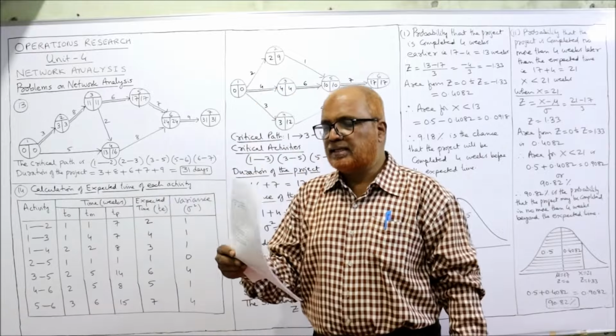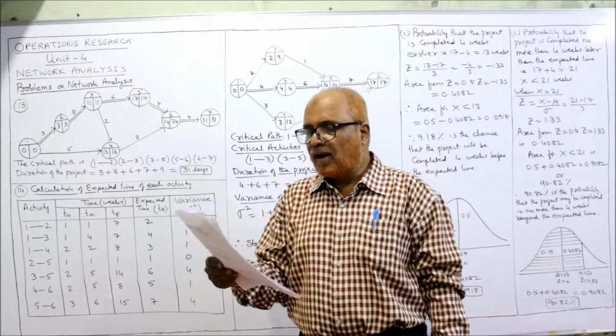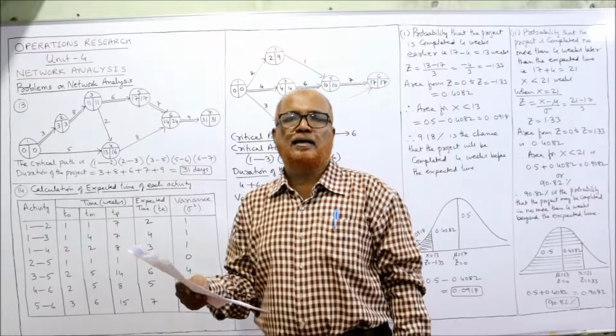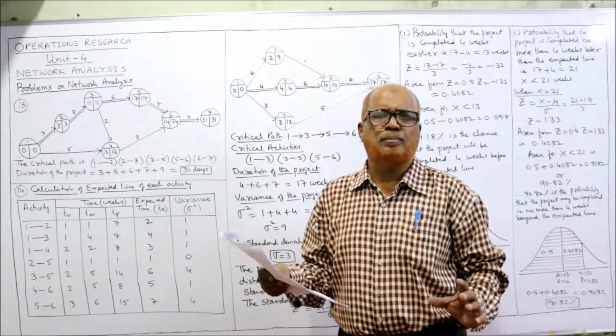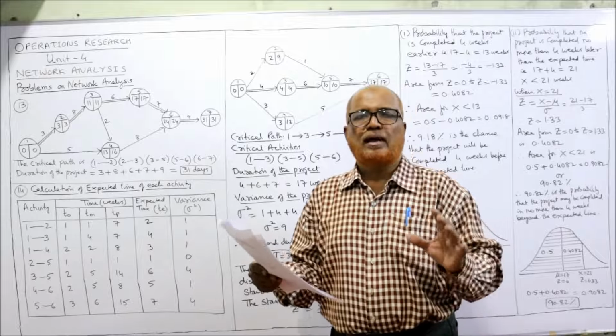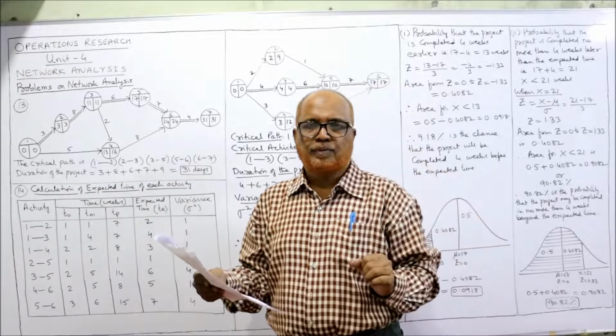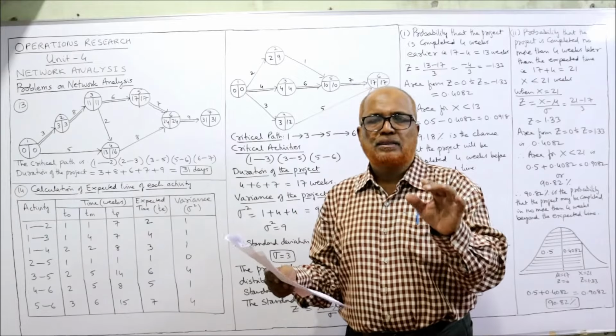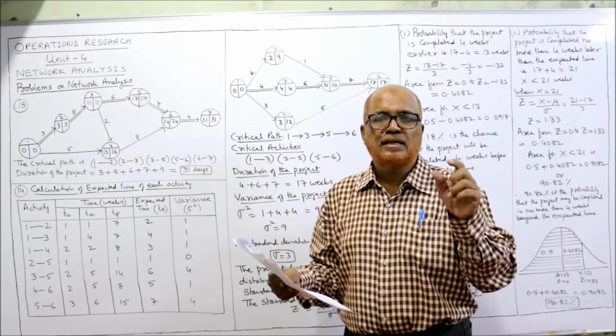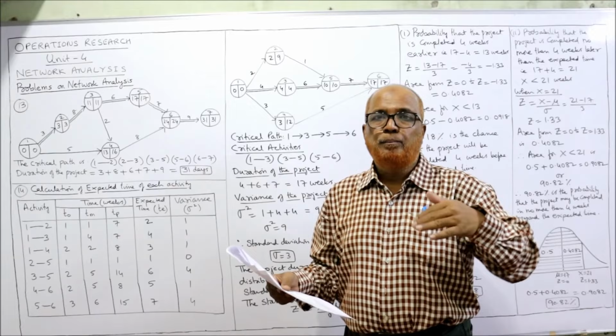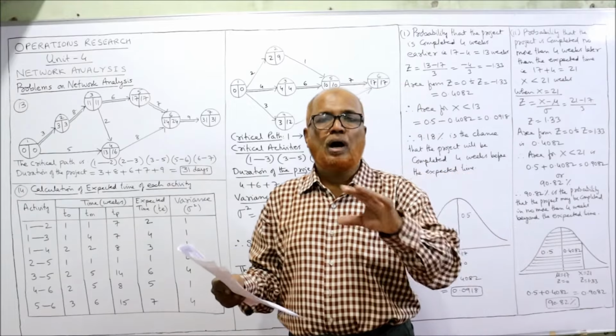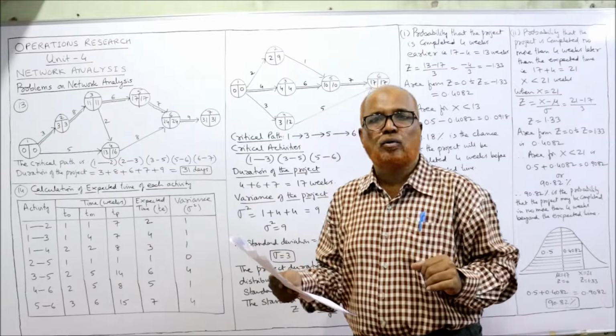For the project data given below, find the critical path and its duration. It's a very simple problem. Only two things we have to calculate: critical path and duration. For calculating the critical path, we need the EST and LFT values. But before that, we must know how to draw the arrow diagram.